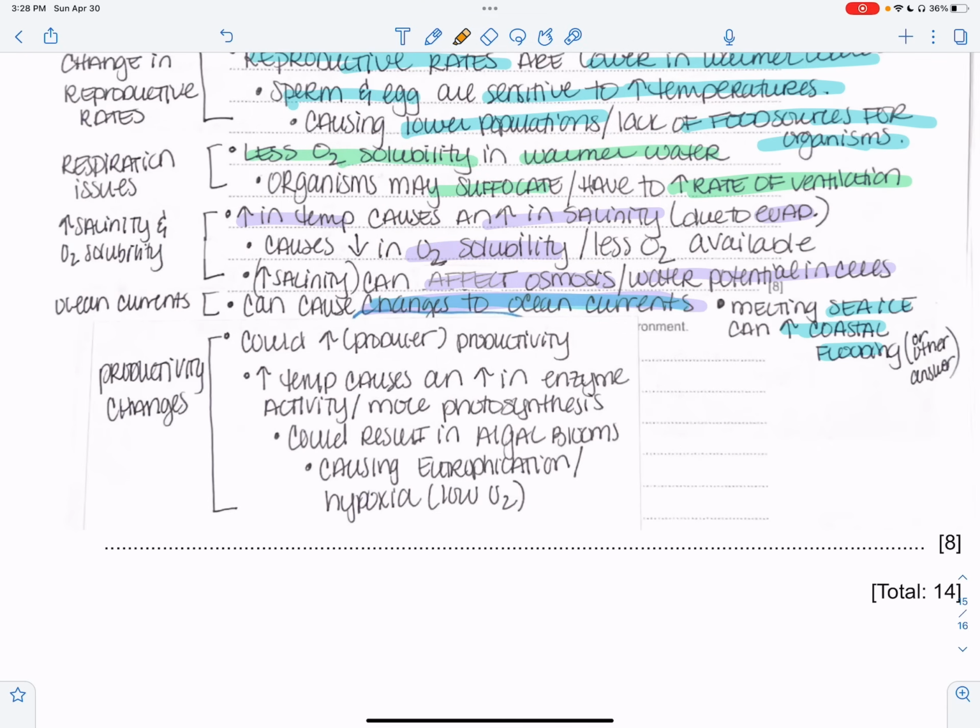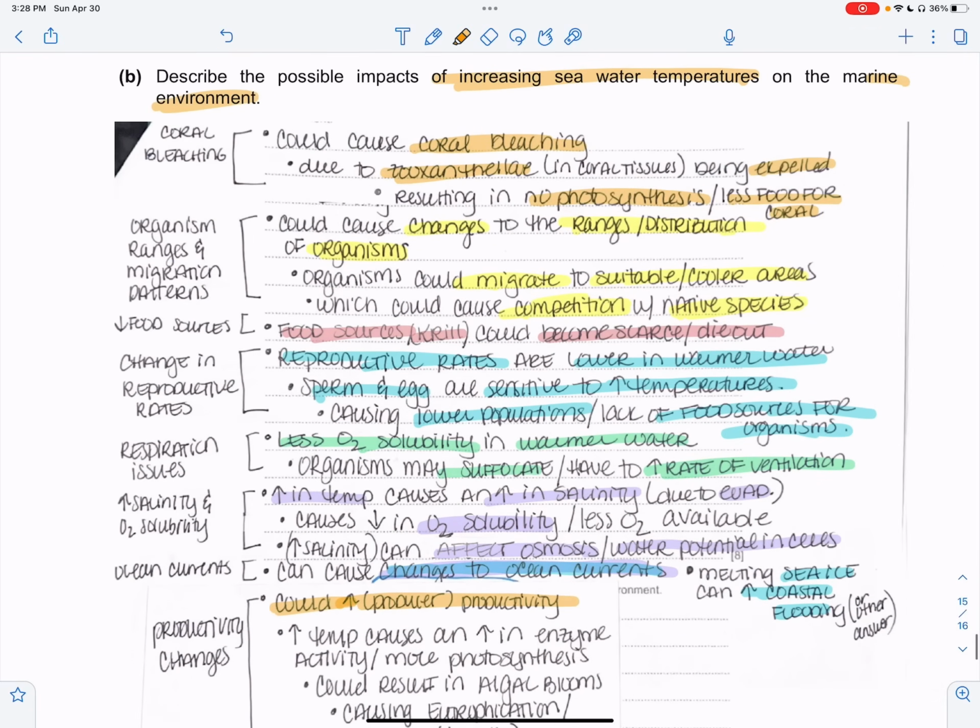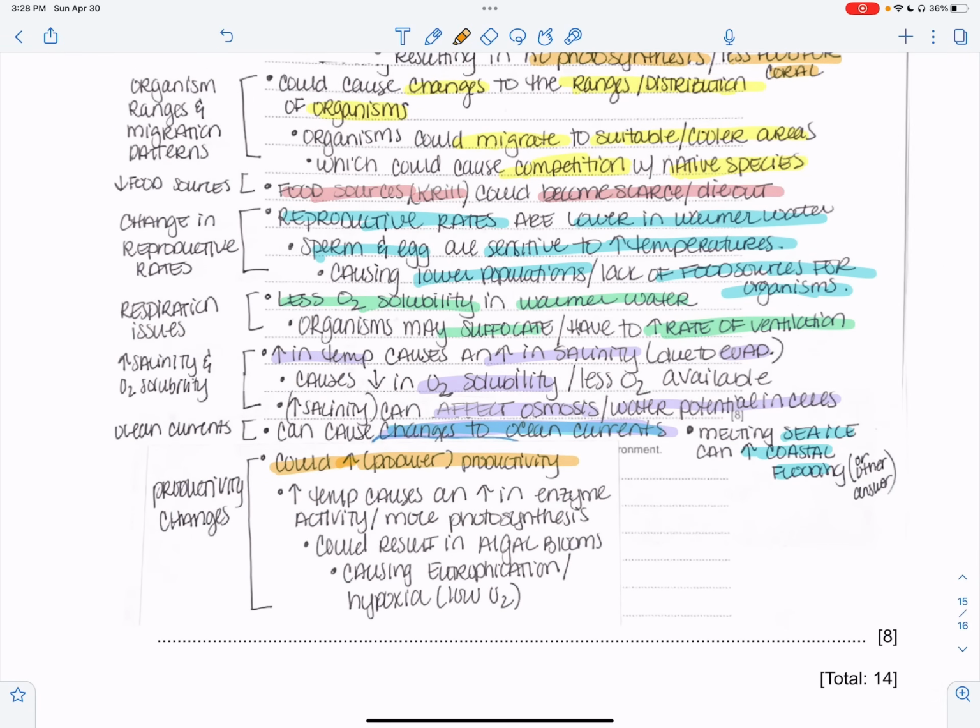So this could increase producer productivity. There's the one good thing that we just talked about so far: producers could increase in productivity because it is warmer. And as we saw in the beginning of this test, an increase in temperature could cause an increase in the rate of photosynthesis, but you can't go past that optimum. And again, why? An increase in temperature could cause an increase in enzyme activity. So we could have more photosynthesis.